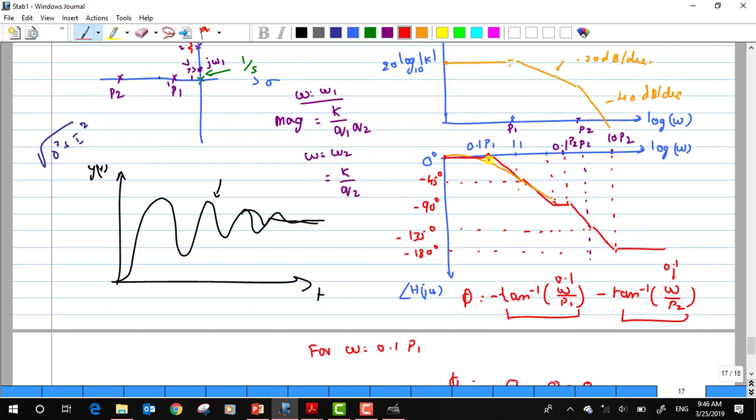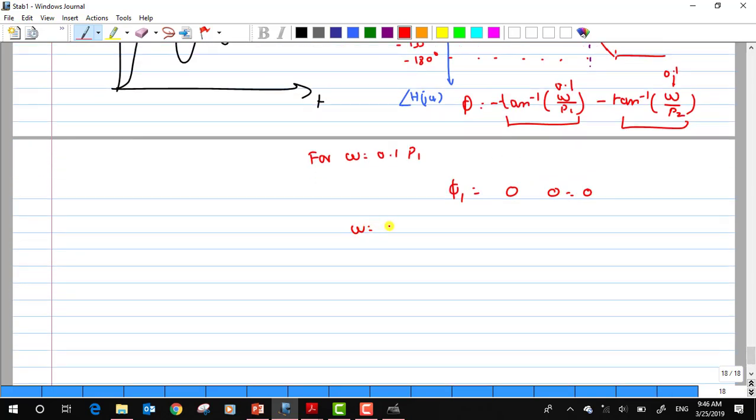The phase value would retain a value of 0 degree. Now when I have omega equal to P1, again I just plug in those values. Here the ratio becomes 1, and tan inverse of 1 is basically 45 degree. But what happens over here? We know that the value of P1 is much smaller than the value of P2, so the ratio of P1 by P2 is approximately equal to 0.01 or something. So from the first term I get 45 degree, from the second term I get 0 degree. So the total phase shift would be just 45 degree.